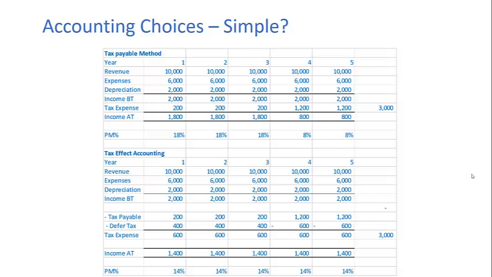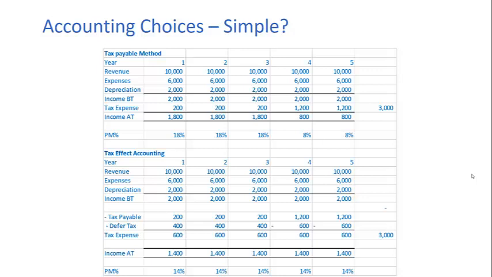And we've got quite variable accounting income after tax. $1,800 for the first 3 years, $800 for the last 2 years. And we can see that our profit margin changes quite significantly. What tax effect accounting does is it tries to match up, adjust the tax expense to reflect when we recognize the revenue or expense items for accounting purposes.